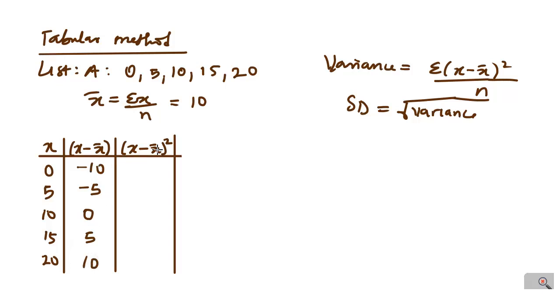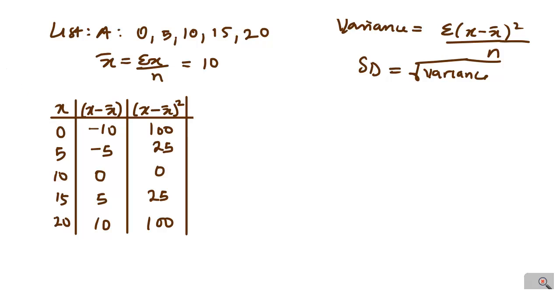So x minus x bar squared means we take the square of this, right? Minus 10 squared will give us 100, minus 5 squared will give us 25, 0 squared will give us 0, 5 squared will give us 25, then 10 squared will give us 100. Okay, so now the summation of x minus x bar squared is the addition of everything here. So this is 100 plus 25, that's 125. Then plus 0, that's 125, plus 25 again, 150, plus 100, that will give us 250.